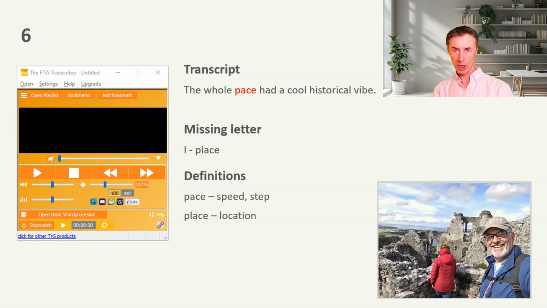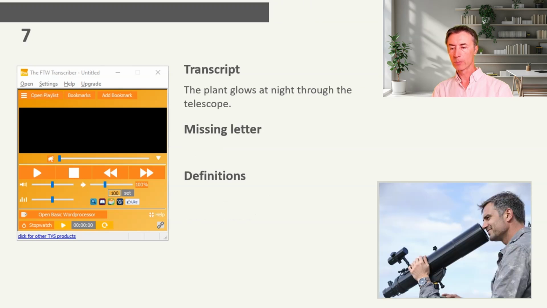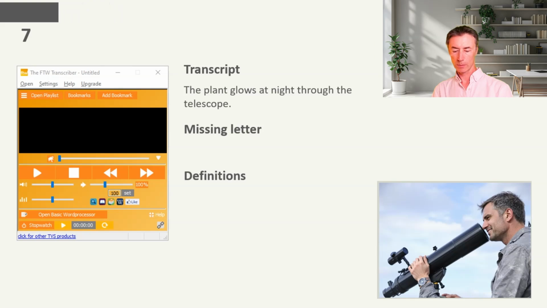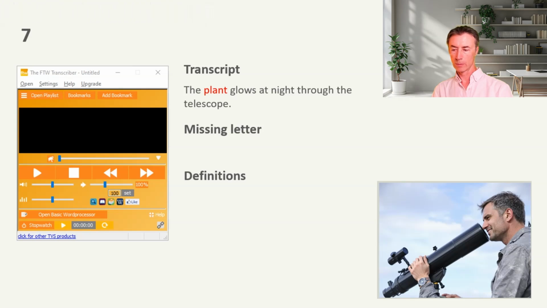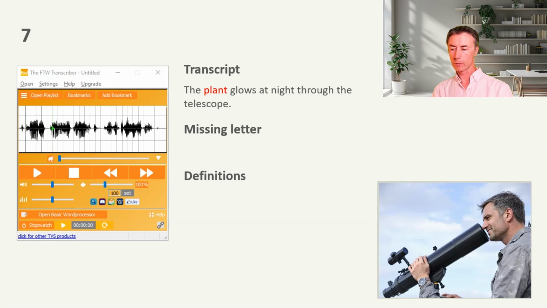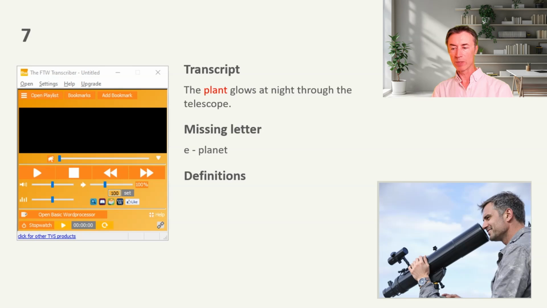Number 7, which word has a missing letter? The answer, plant, has a missing letter. Which letter is missing? Have a listen. The planet glows at night through the telescope. The answer, E, is missing because plant should be planet. The definitions, plant means a shrub, planet, a celestial object. Celestial means it's in the sky.